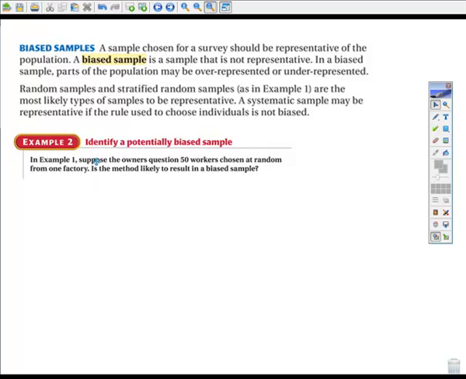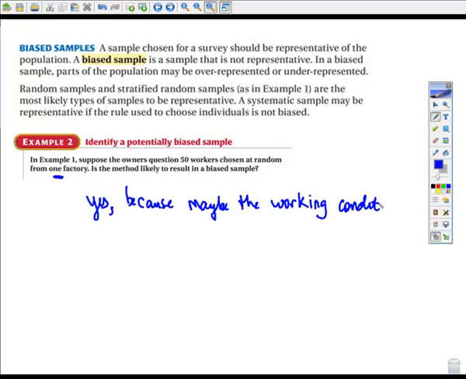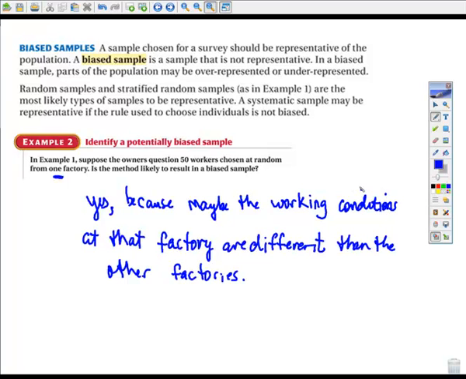So here they want us to identify a potentially biased sample. In example 1, suppose the owners question 50 workers chosen at random from one factory. Is the method likely to result in a biased sample? Yes, because maybe the working conditions at that factory are different than the others.